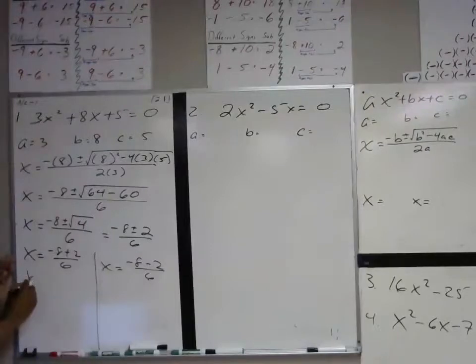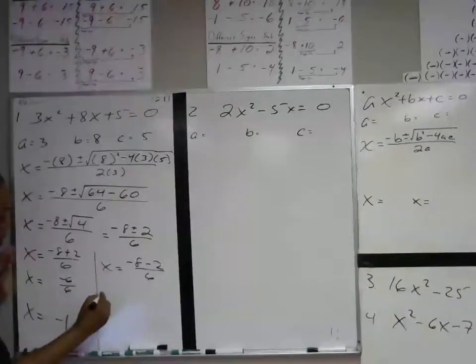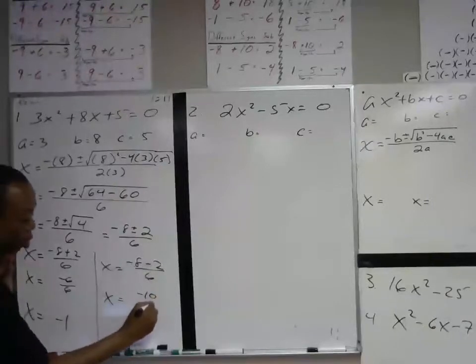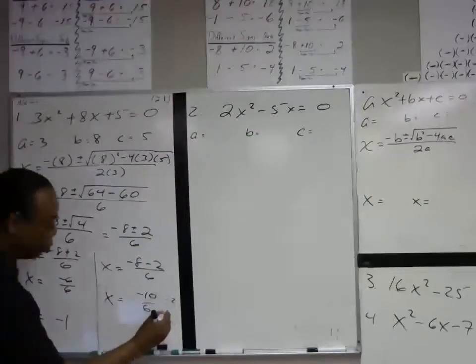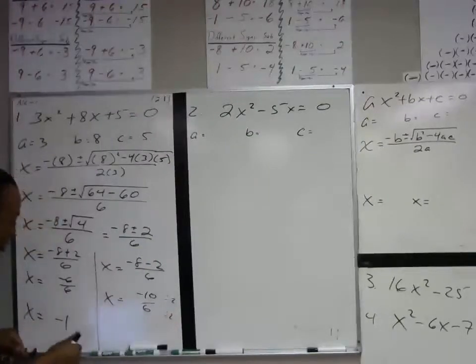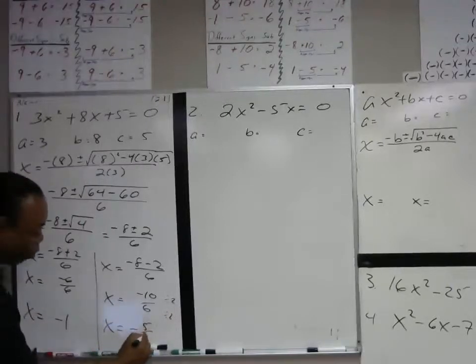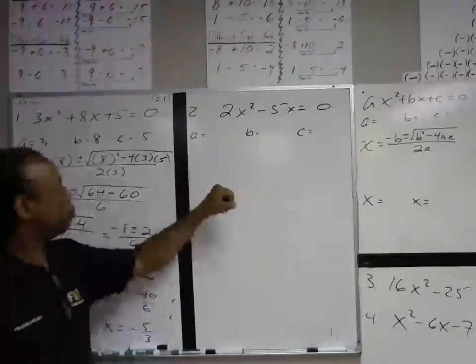So continue with this, negative 6 over 6. And negative 6 over 6 gives us negative 1. That's the solution. Here, you have negative 8 and negative 2, which makes negative 10 over 6. You'll divide both of these by 2. And this will end up giving me x equals negative 5 over 3. That's the solution. Or 2 solutions. Okay. Next, number 2.